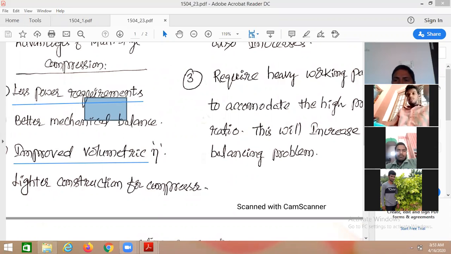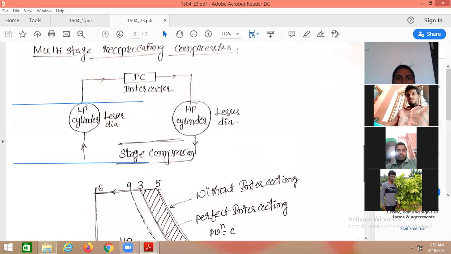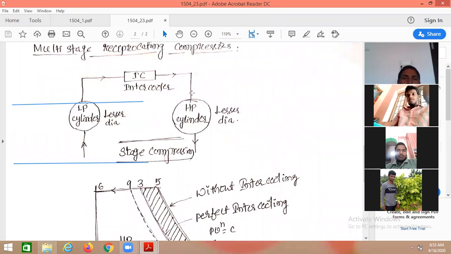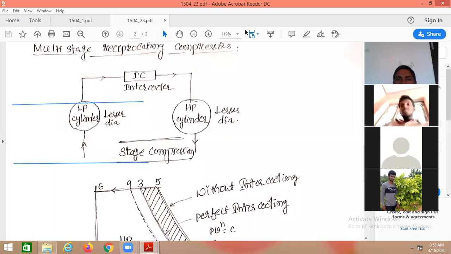Suppose multi-stage compression is adopted, let us consider two-stage compression. After one stage of compression, which we call the LP cylinder, meaning low pressure cylinder, the air goes via the intercooler and enters the next stage of compression, which we call the high pressure cylinder.